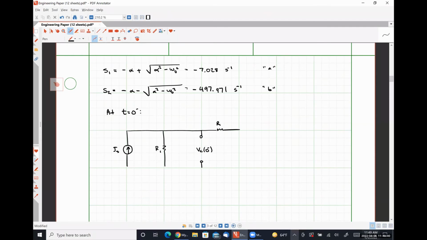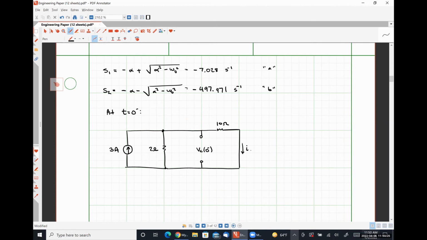Actually, I should probably put numbers here. Can somebody remind me of what numbers I arbitrarily chose? Since the capacitor is going to look like an open circuit and the inductor is going to look like a short circuit, I don't need their values. R3 was 10 ohms though, right? All right. Okay, so I believe that this is what our circuit looks like at t equals zero minus.